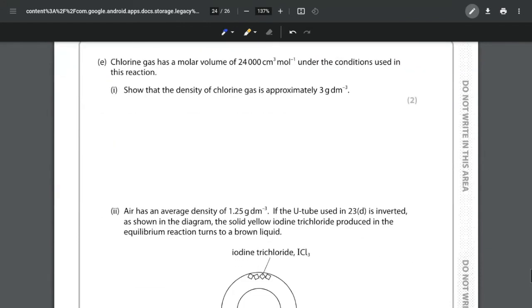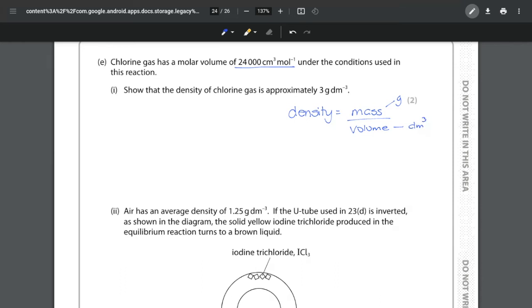Moving on to part E, now we are looking at some calculations, so bringing back in some content from Unit 1. We are told that chlorine has a molar volume of 24,000 centimetres cubed per mole, and the conditions used in this reaction. We want to show that the density of the chlorine gas is approximately 3 grams per decimetre cubed. So what we have to do is think about, well, how do we calculate density? And density is the mass divided by the volume, making sure that your mass is in grams and your volume is in decimetres cubed.